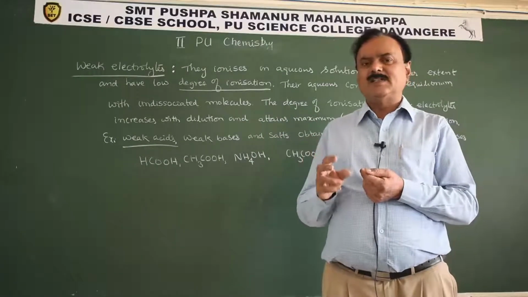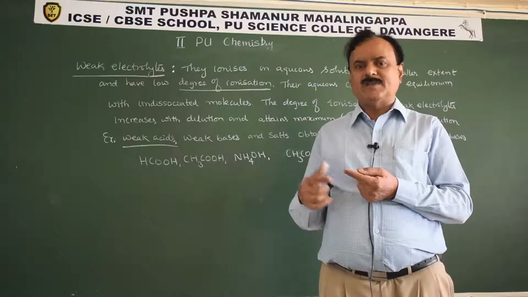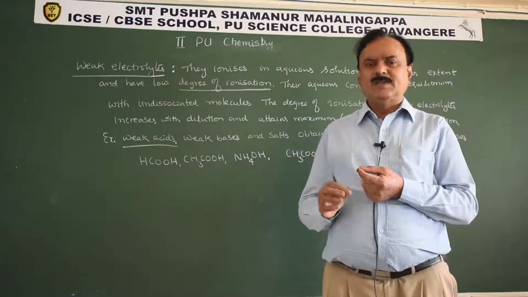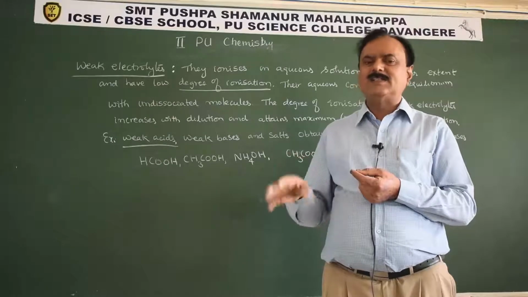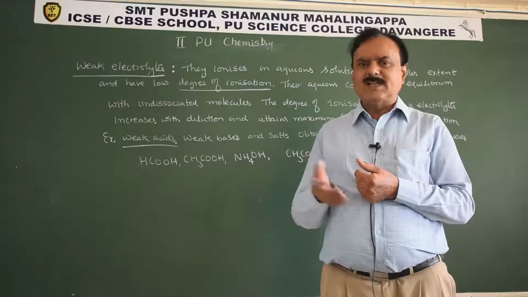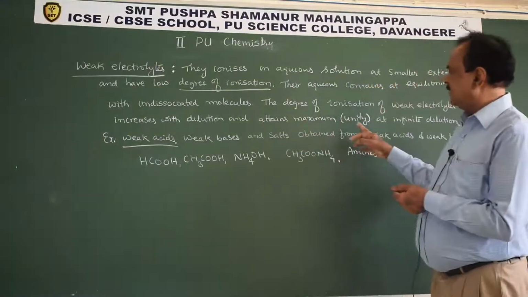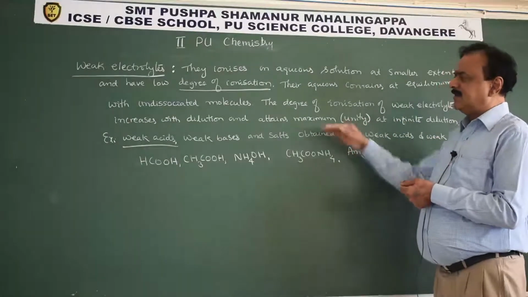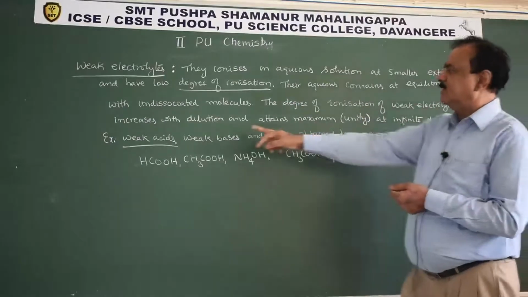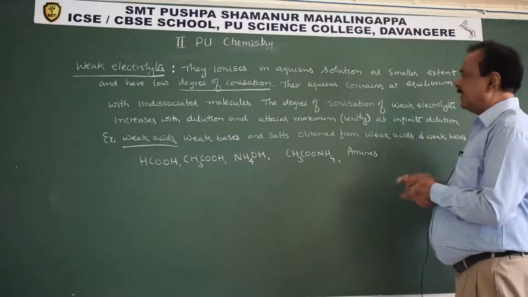Means undissociated molecules undergo dissociation by the addition of more and more solvent. That is why the degree of ionization, or degree of dissociation, increases with increase in dilution, that is, with the addition of more solvent, and acquires a maximum, unity, at infinite dilution. This is called Ostwald's dilution law. The degree of ionization of a weak electrolyte increases with dilution and attains a maximum, or unity, at infinite dilution.